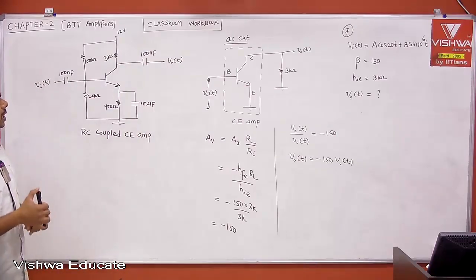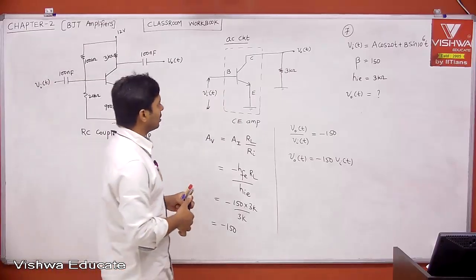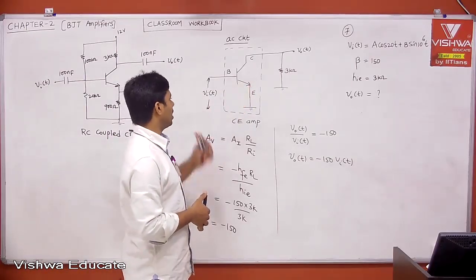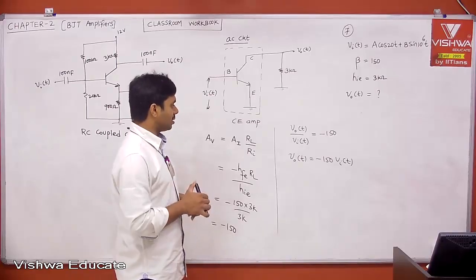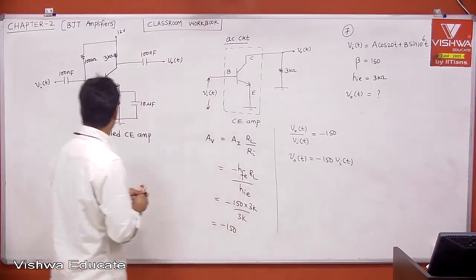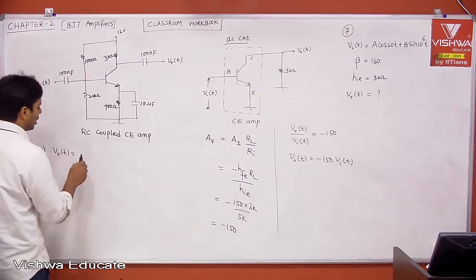And the problem is related to AC analysis. Then we got the AC circuit. Then V naught of t, Va of t. Then we got this. And maybe just to explain, what are the options? Option A, V naught of t, it is already there, but I'm just explaining here.